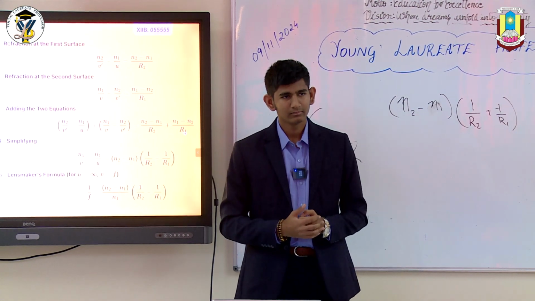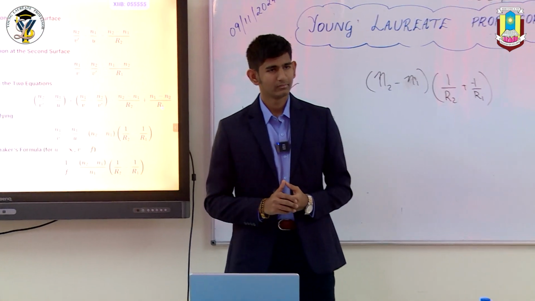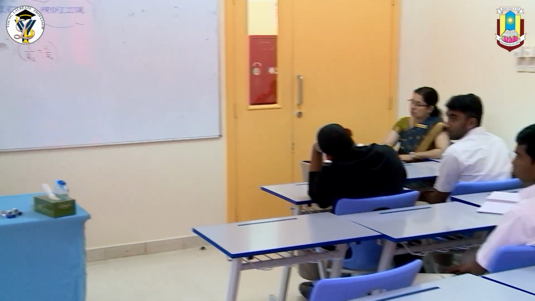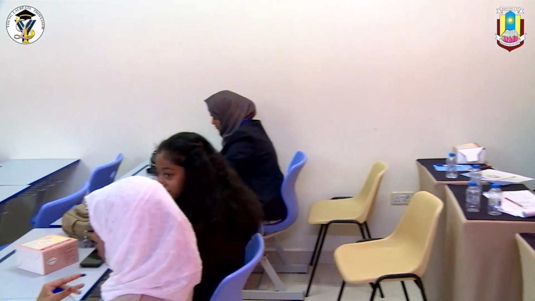A plane mirror, first of all, does not refract. So does this apply for any other surface which has a radius of curvature? Will this be applicable? If it's a lens, or where there's refraction happening, yes.